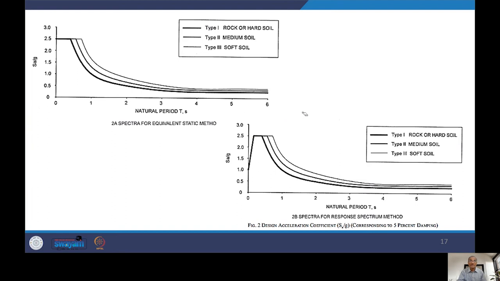So what you have here is basically the response spectrum, and one is using the equivalent static method. What is done for a given structure is we find its natural period, and for the natural period, we find the corresponding value of SA by Z. Okay, and this SA by Z is for 5% damping. So we are done with this.